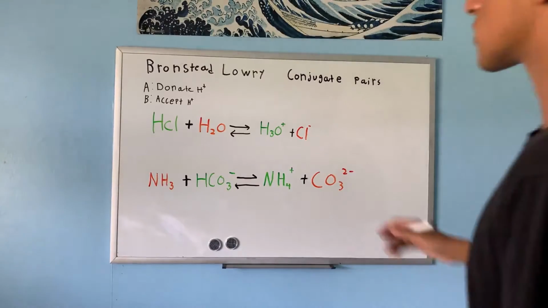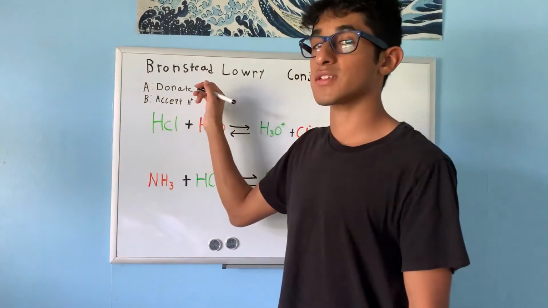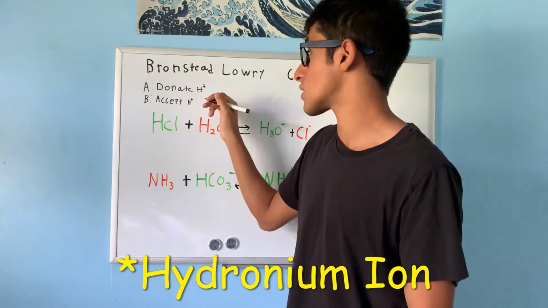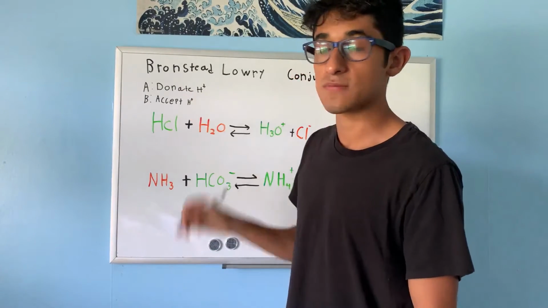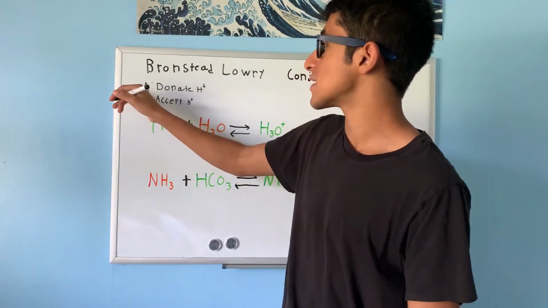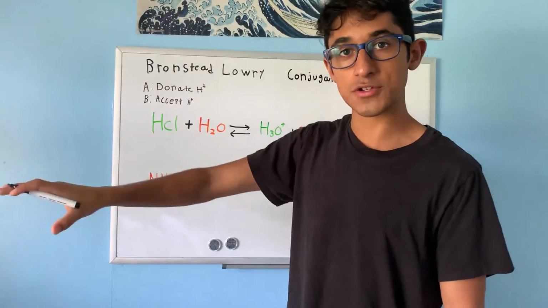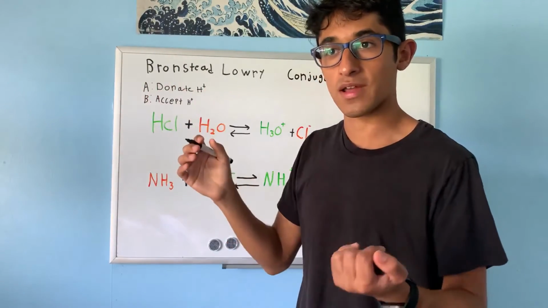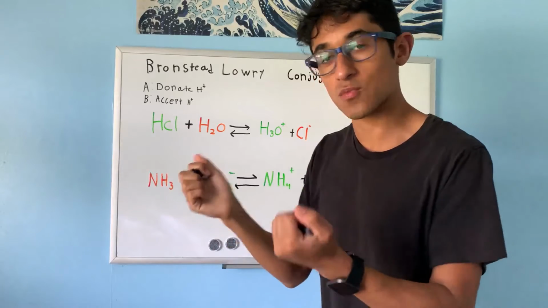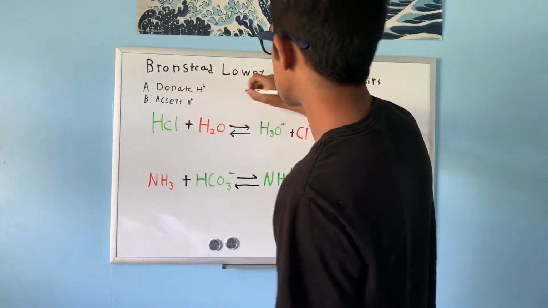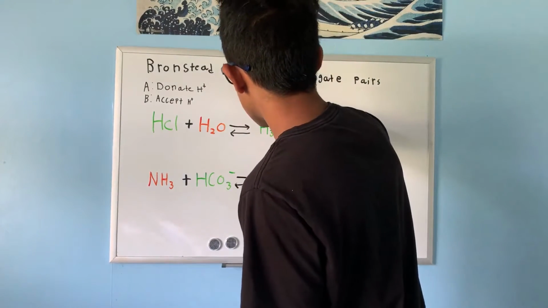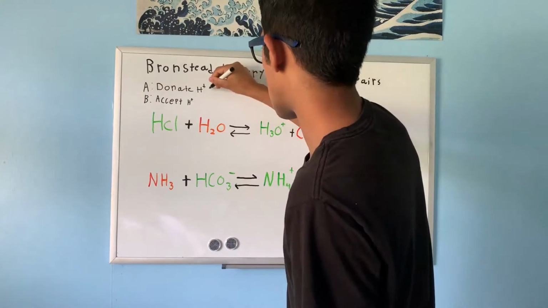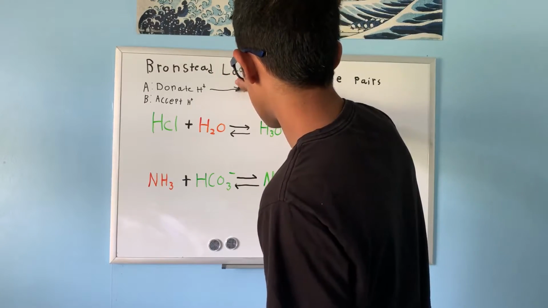Remember that in the Bronsted-Lowry definition, acids like to donate a hydrogen ion and bases like to accept it. Well, what happens is the acid will donate a hydrogen, but what's left is attracted and really wants a hydrogen. So as a result, this acid will turn into a conjugate base. So the acid turns into a conjugate base.